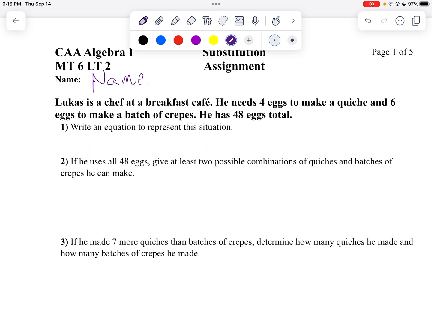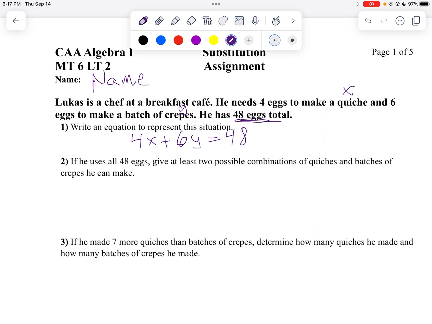Lucas is making a breakfast cafe. He needs 4 eggs to make a quiche. So the number of eggs to make a quiche, I'm going to let that be X. And he needs 6 eggs to make crepes. So I'm going to let that be Y. And he has a total of 48 eggs. So now we're going to write our equation. So we're going to say 4x plus 6y equals 48.